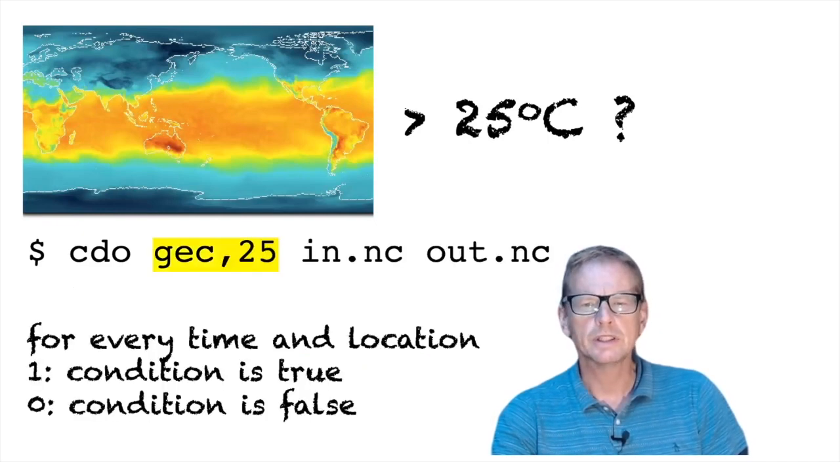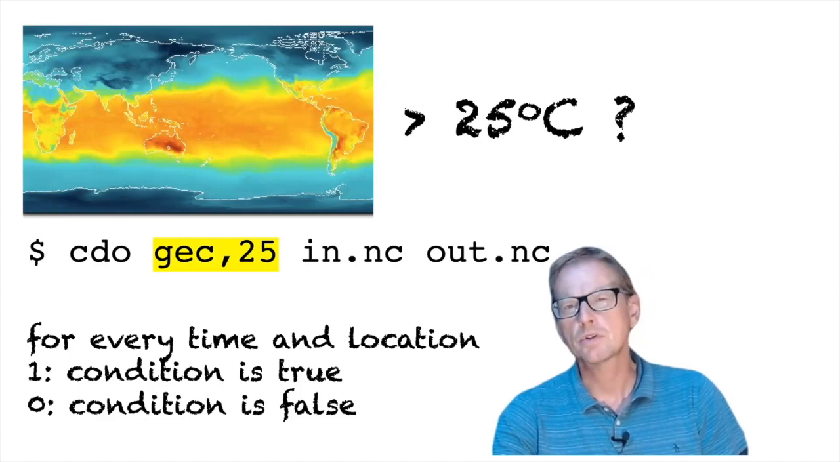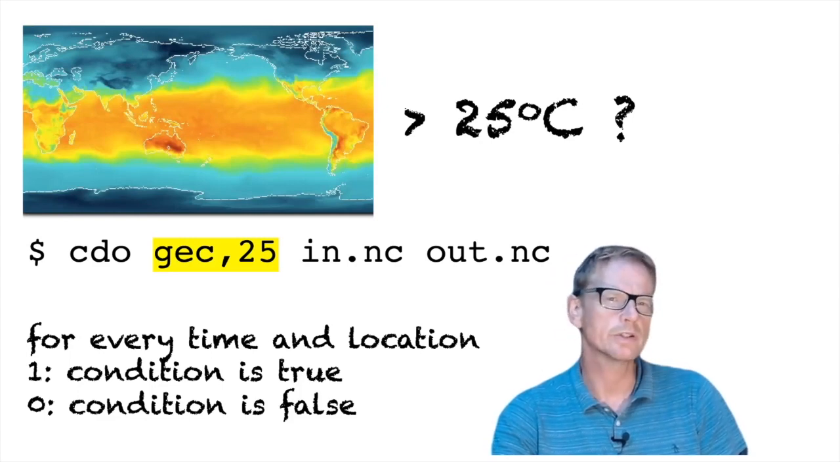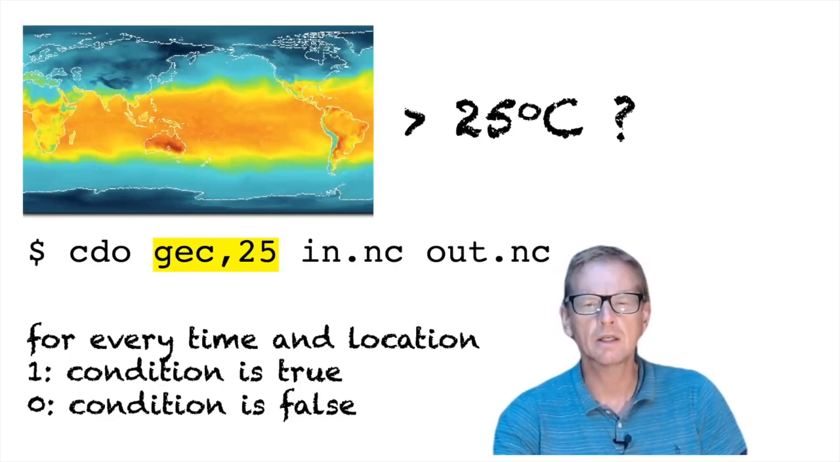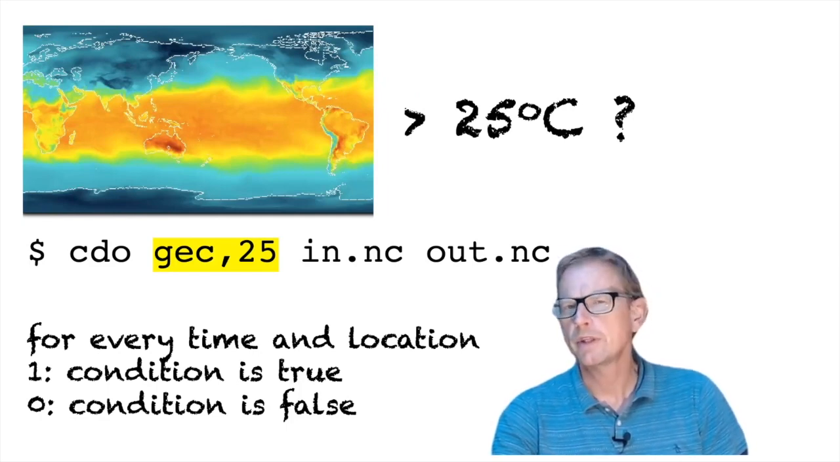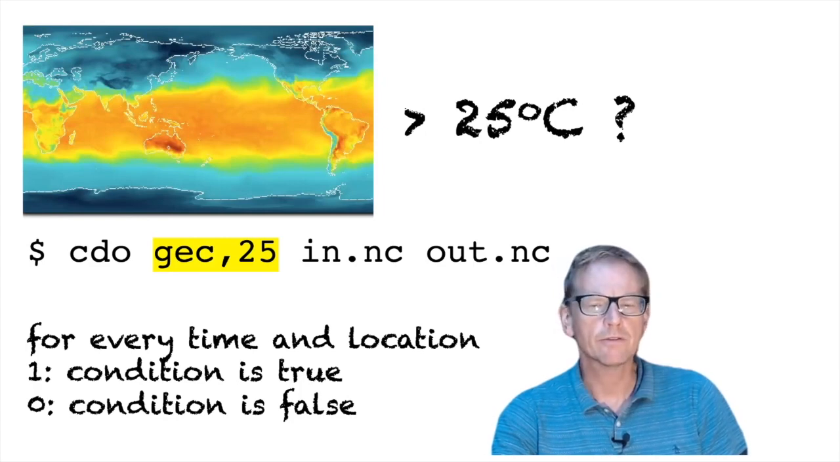So after the GEC, we put a comma and then the argument. So in this case, it's 25. That's of course assuming that our input file has units of degrees C. Of course, if it's in Kelvin, we need to give a Kelvin argument here. And then we have a space, and then we have the input file name and then the output file name.